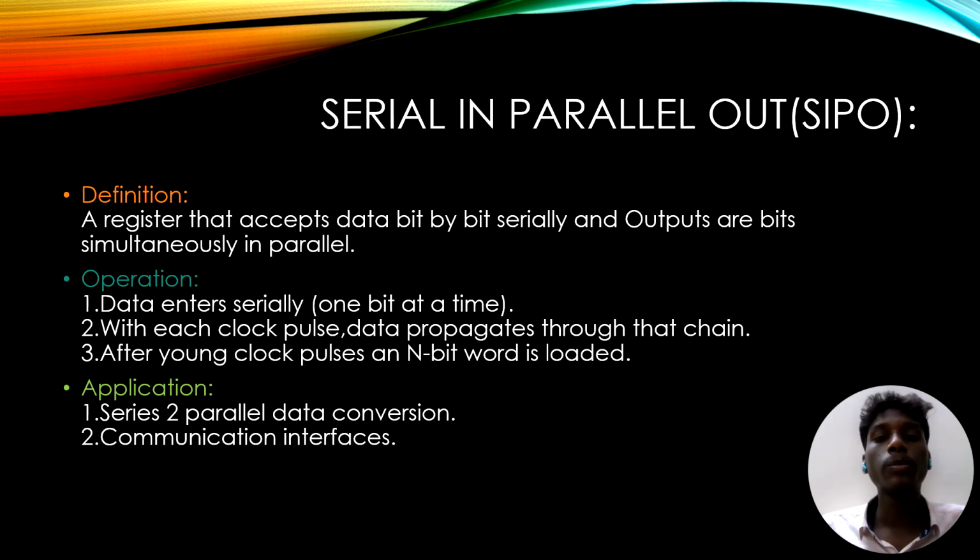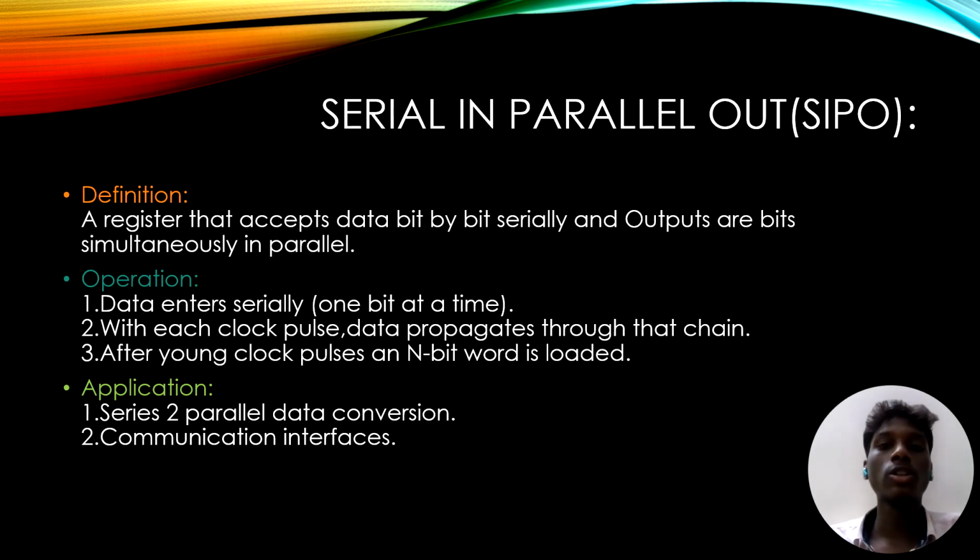In a serial in, parallel out register, data enters serially, one bit at a time, but all bits are made available in parallel at the output. With each clock pulse, data moves through the chain of flip-flops. After n clock pulses, the full data appears at the outputs. Common applications include serial to parallel data conversion and communication interfaces.